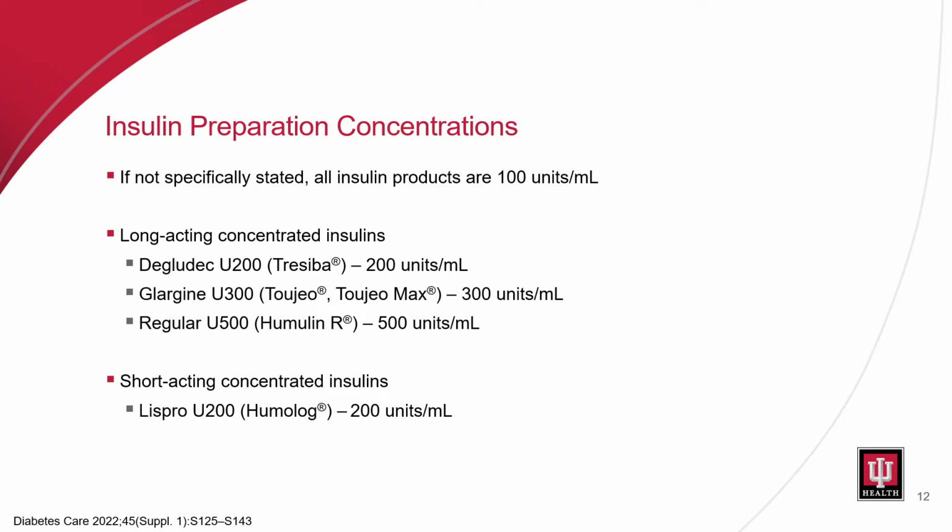The good thing about U500 insulin is because it has rapid-acting properties, it will function as both basal and bolus insulin, while U200 and U300 insulins will still require some mealtime coverage. We also have one short-acting concentrated insulin product, which is Lispro at U200 or Humalog, and this is a 200 units per milliliter product.